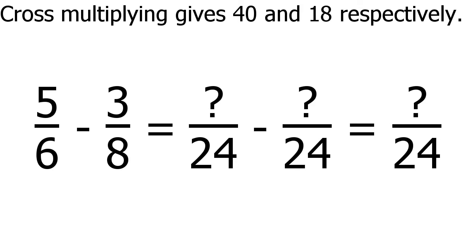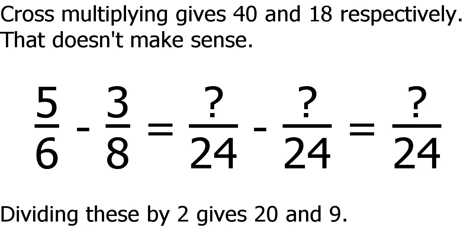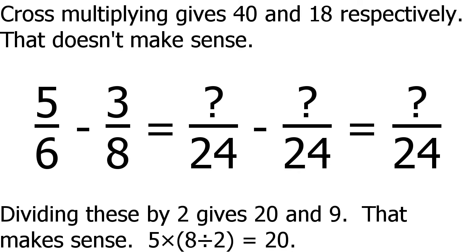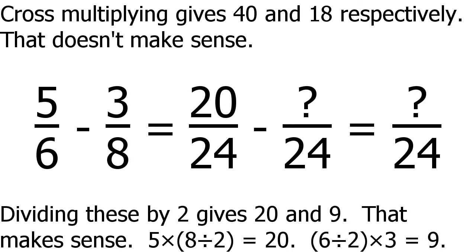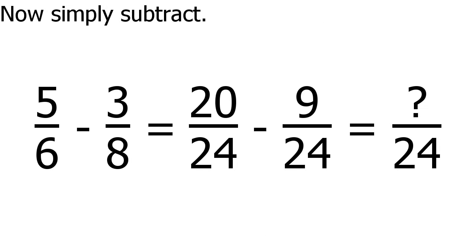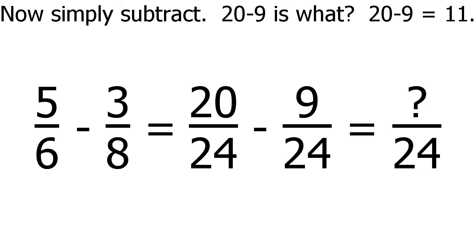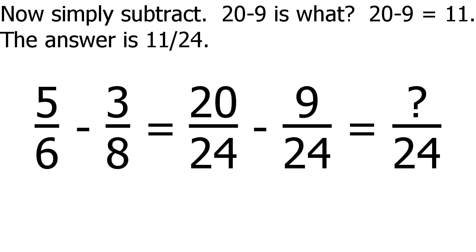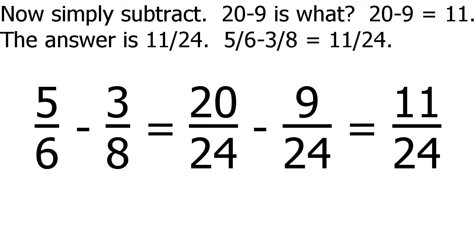Cross multiplying gives 40 and 18 respectively. That doesn't make sense. Dividing these by 2 gives 20 and 9. That makes sense. 5 times 8 divided by 2 equals 20. 6 divided by 2 times 3 equals 9. Now simply subtract. 20 minus 9 is what? 20 minus 9 equals 11. The answer is 11/24. 5/6 minus 3/8 equals 11/24.